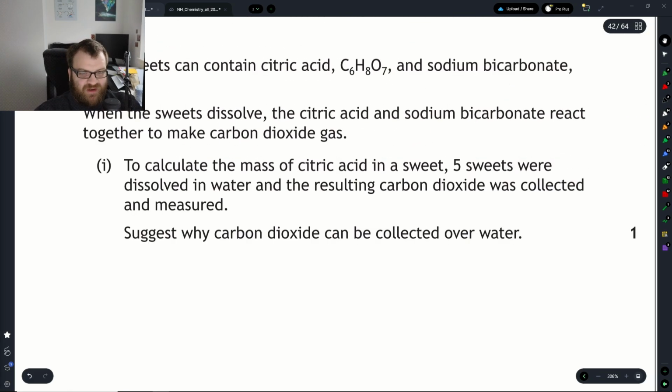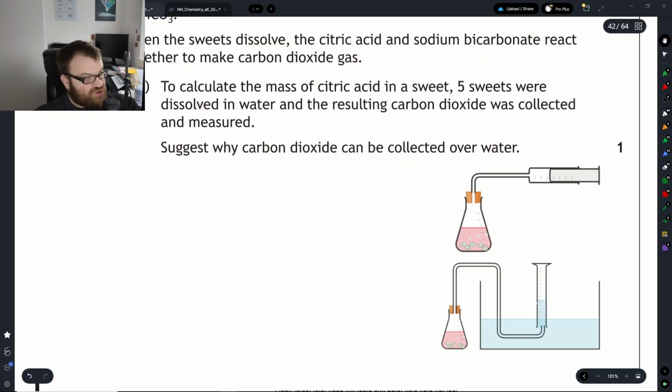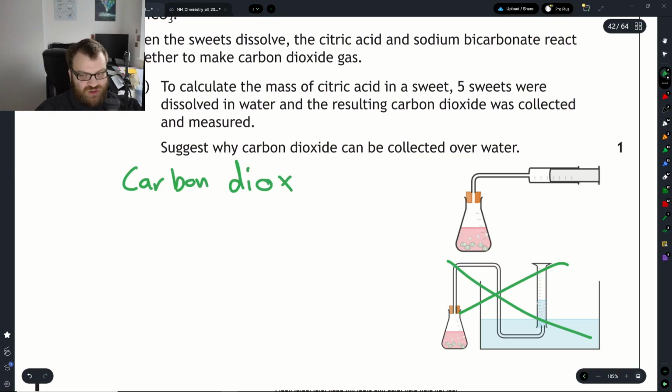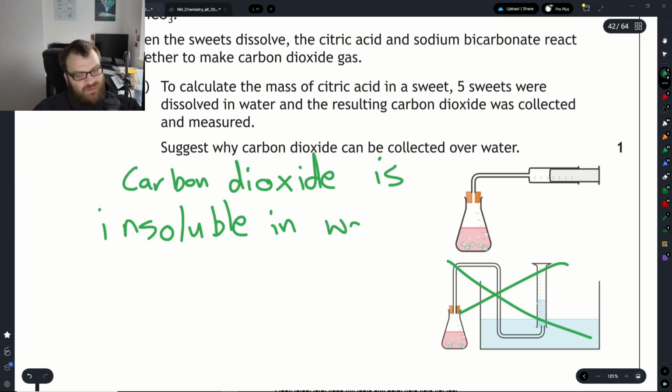This question, we're talking about making carbon dioxide gas and asking why we can collect it over water. There are 2 main ways of collecting gas. We can either use a gas syringe like the one at the top, or we can collect over water, which we've got on the bottom. If the chemical dissolved in water, this one would not work. They are saying we can use that. That is because carbon dioxide is insoluble in water. It will just pass straight through the water and we can collect all of it in our measuring cylinder or whatever we use to collect it in. Insoluble in water. For other gases, this will not work as well.